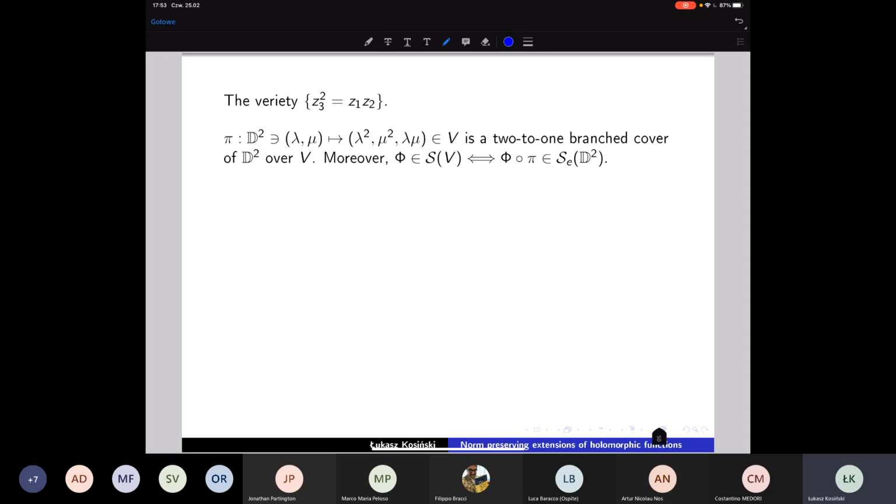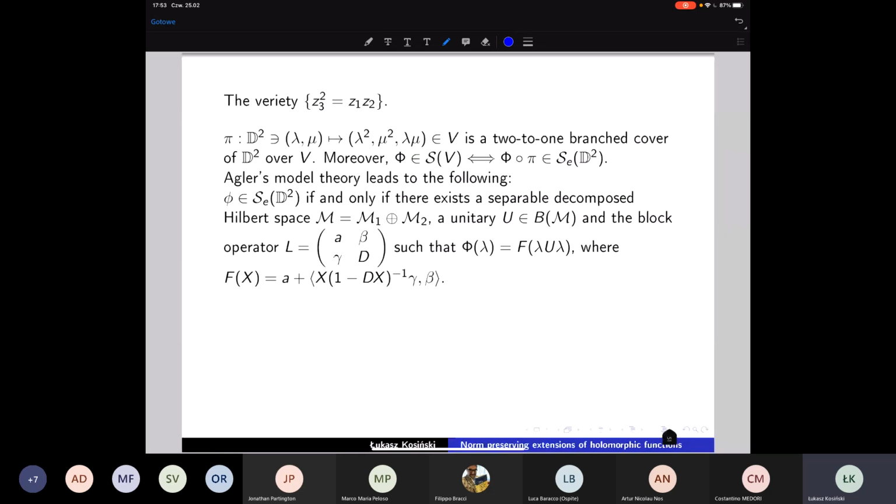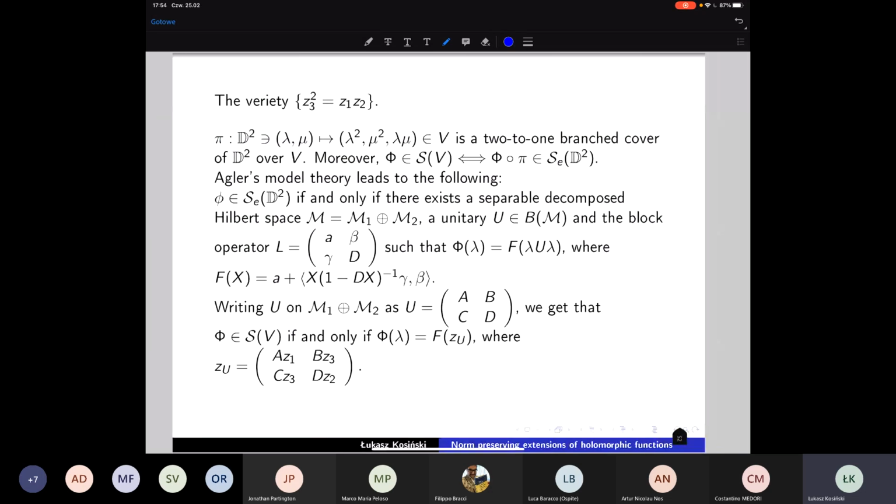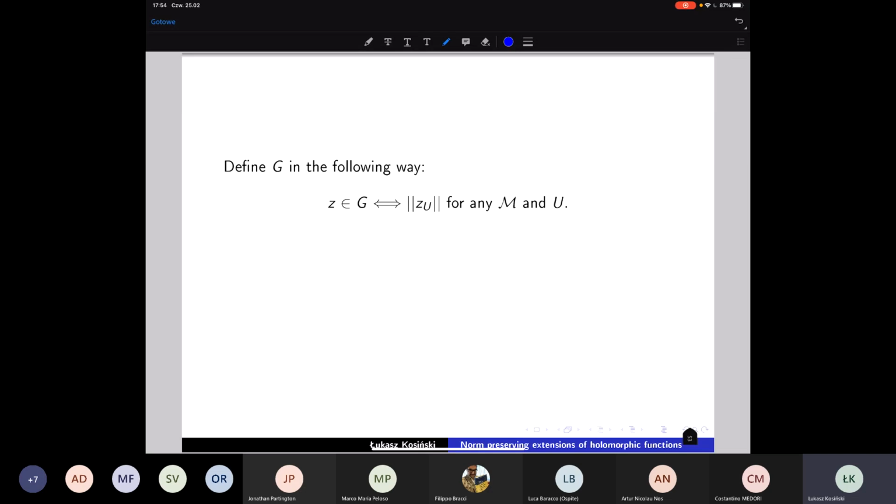Then we need to develop the theory of Pick-Schur functions on the bidisc, and it says something like this, that okay, there's a model for these domains. Namely, we can show that a function is in the class of Schur functions on the bidisc if and only if there exists a decomposed Hilbert space M and unitary U, and a block matrix such that we have this formula. Okay, I'm not going into details here. I will skip this. Nevertheless, the following is okay. So here is ZU.